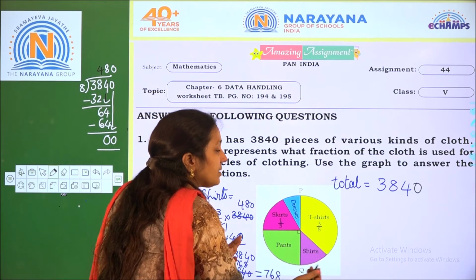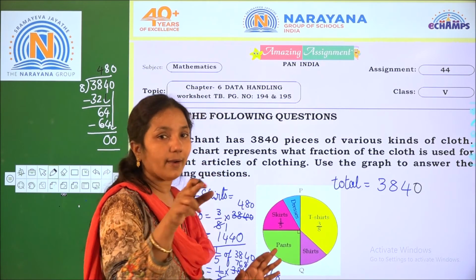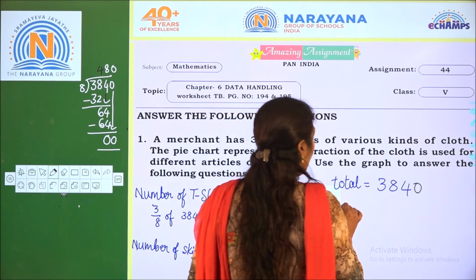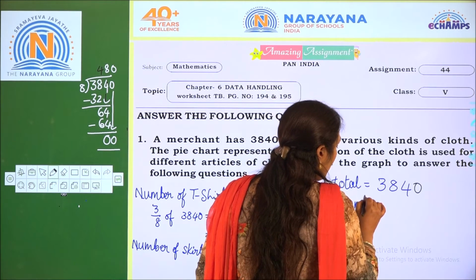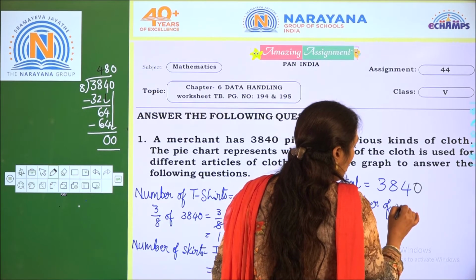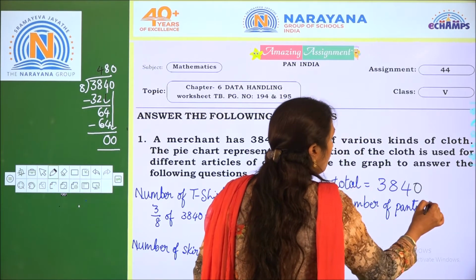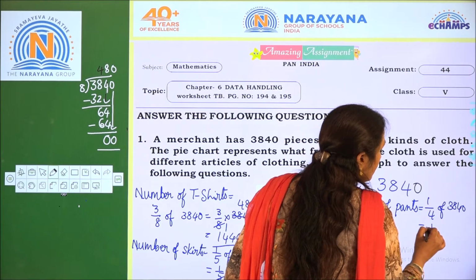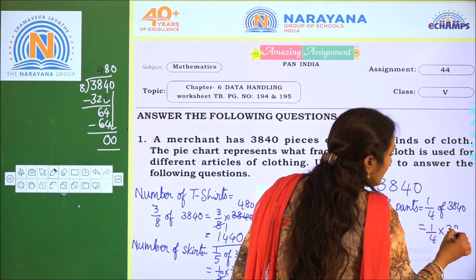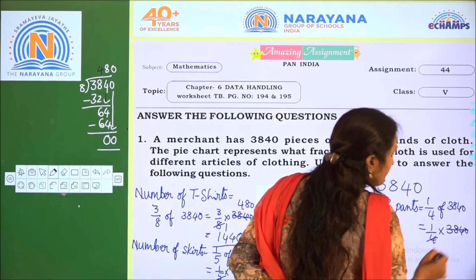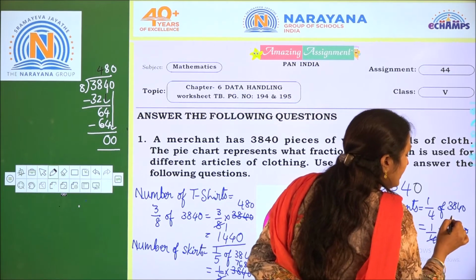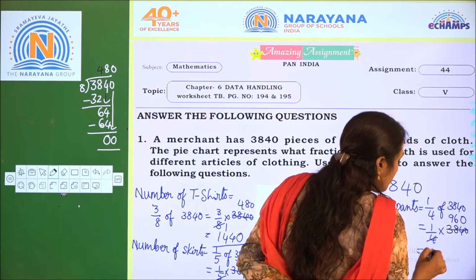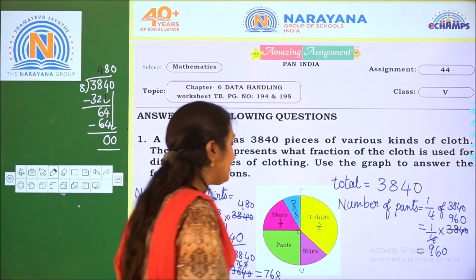You can observe the circle, the completely bold part. The pants are given as exactly 1/4 of that. So we can calculate the pants. Number of pants is 1/4 of 3,840, that is 1 by 4 into 3,840. Now divide. How many times can you take? So the number of pants is 960.